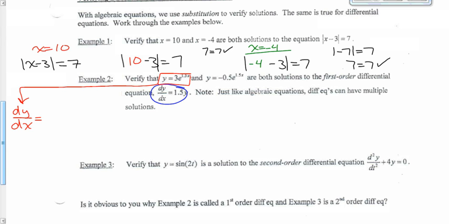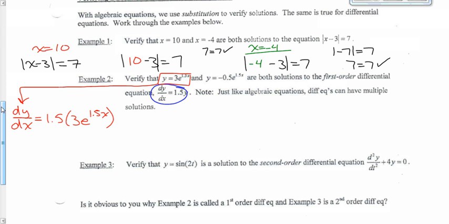And if I find dy dx of that, I get 1.5 times 3e to the 1.5x. So the derivative of e to the 1.5x is e to the 1.5x, but I need to multiply by the derivative of the inside, which is where the 1.5 comes from, and the constant 3 is still there. But that's not what I have circled in blue.